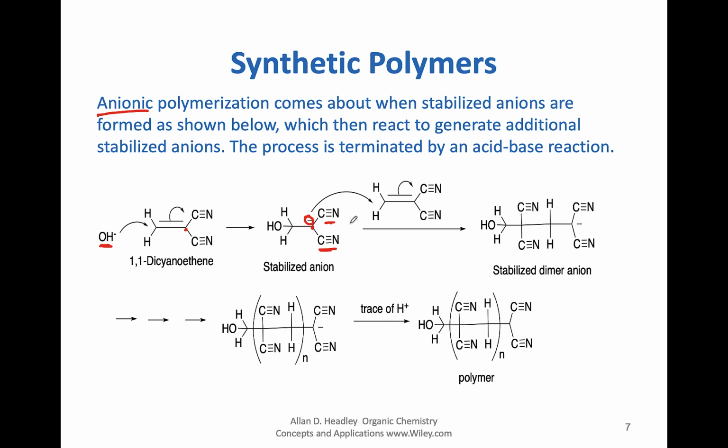Pretty stable. So in the presence of another reactant or monomer, a reaction will occur here to create another anion. As you can imagine, the process continues until we get here, and in the presence of an acid, just a trace amount of acid, we can protonate this, and we have here a termination, and this is our polymer. So that's how the anionic polymerization works, because the intermediate is an anion.